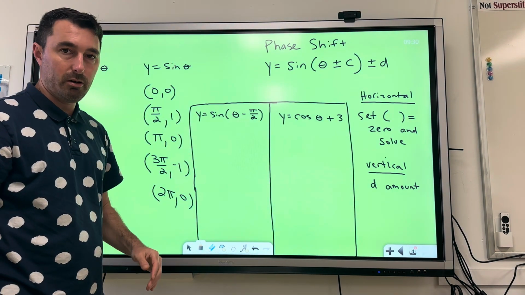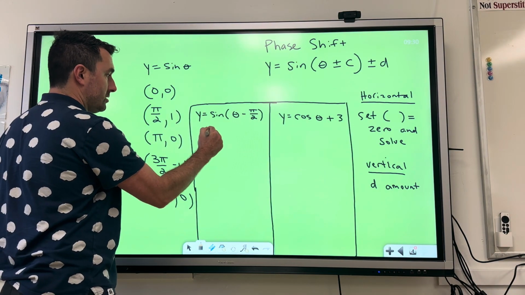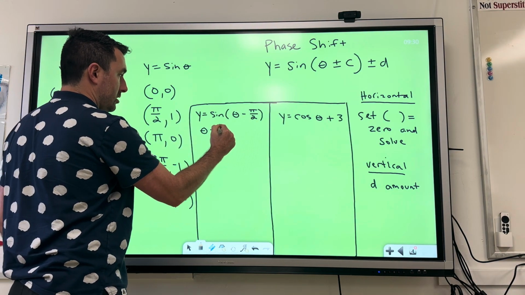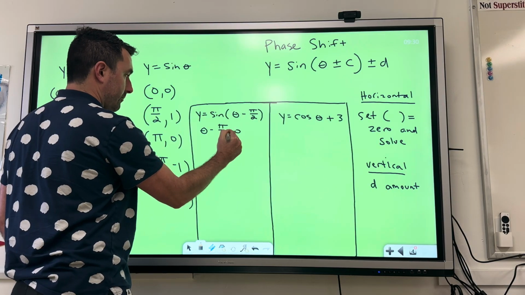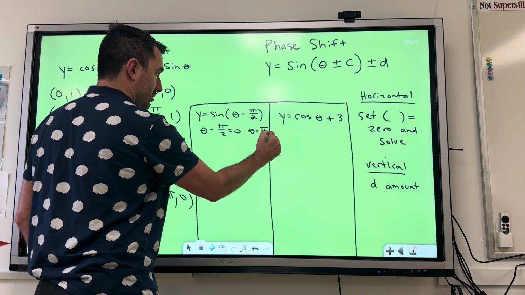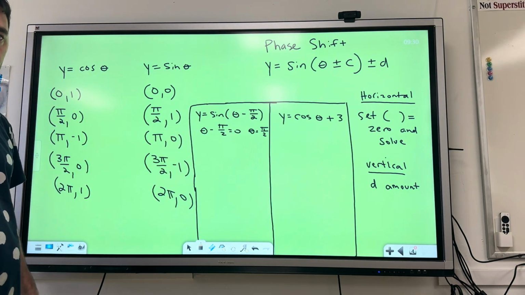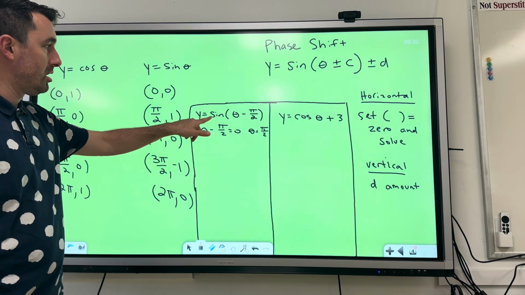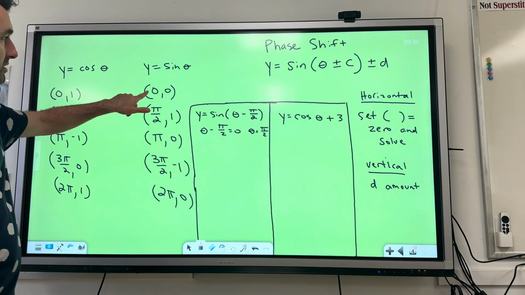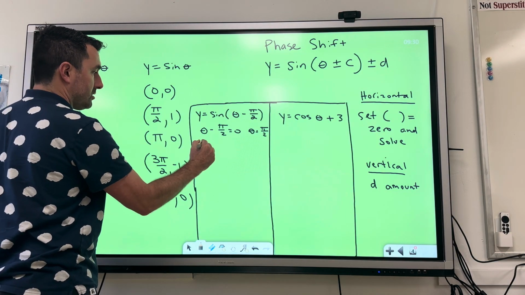So we have two example problems here. One is going to be a horizontal phase shift. So we're going to take the inside theta and set it equal to 0 and solve. And we find out that theta equals pi over 2. And since it's going to be horizontal, we're going to change the x values of our coordinates. So we're going to look at our sine, take the x values, and add pi over 2. So the y values will stay the same.